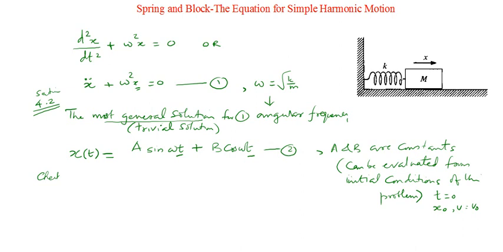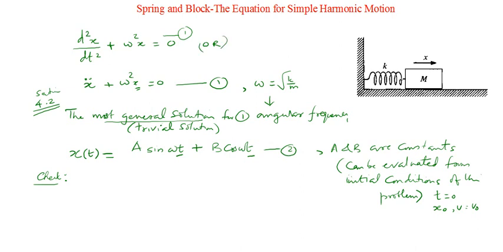So checking the solution. In order to check the solution, you can just substitute the value of x in equation number 1. Right? So what is equation number 1? I can say this is equation number 1. The other one is also equation number 1.